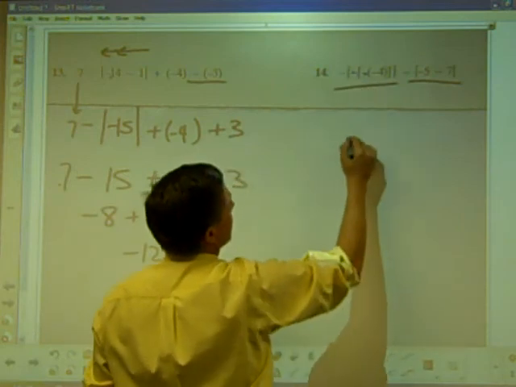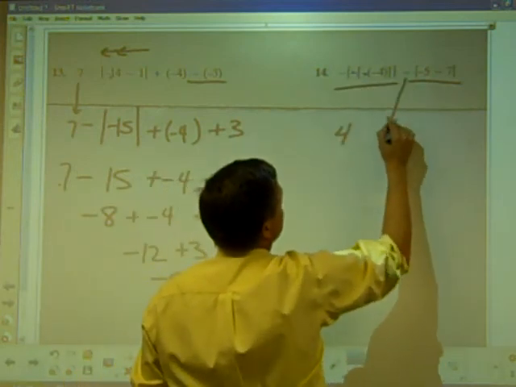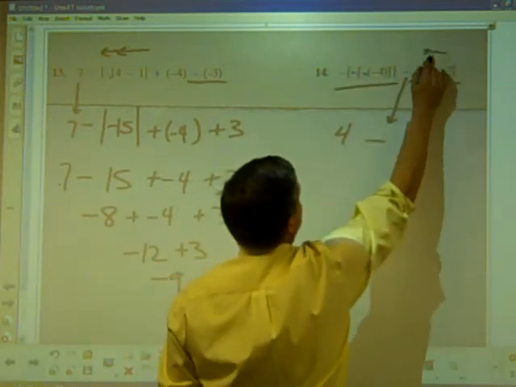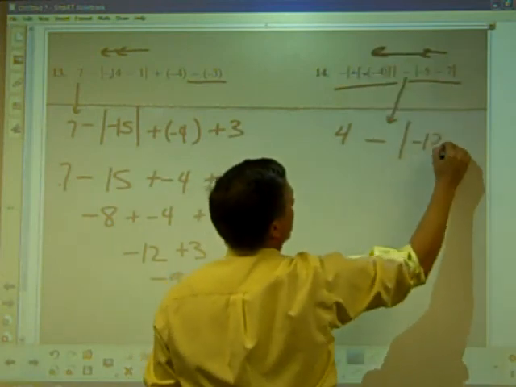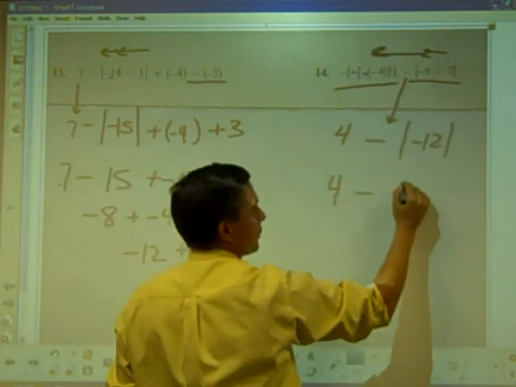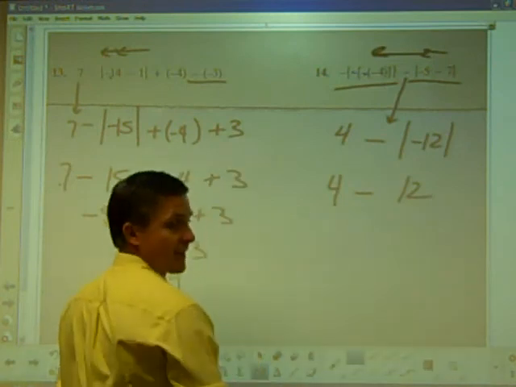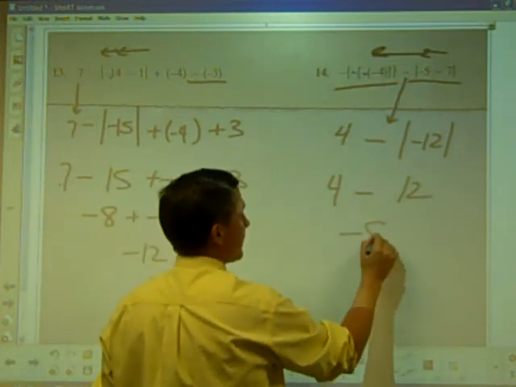And again, 14 has 2 terms. 1, 2, 3, 4 negatives make a positive 4. The negative comes down, and I do negative 5, negative 7, which is negative 12. The distance to negative 12 is 12. Check doing the absolute value signs. 4 minus 12 is negative 8.